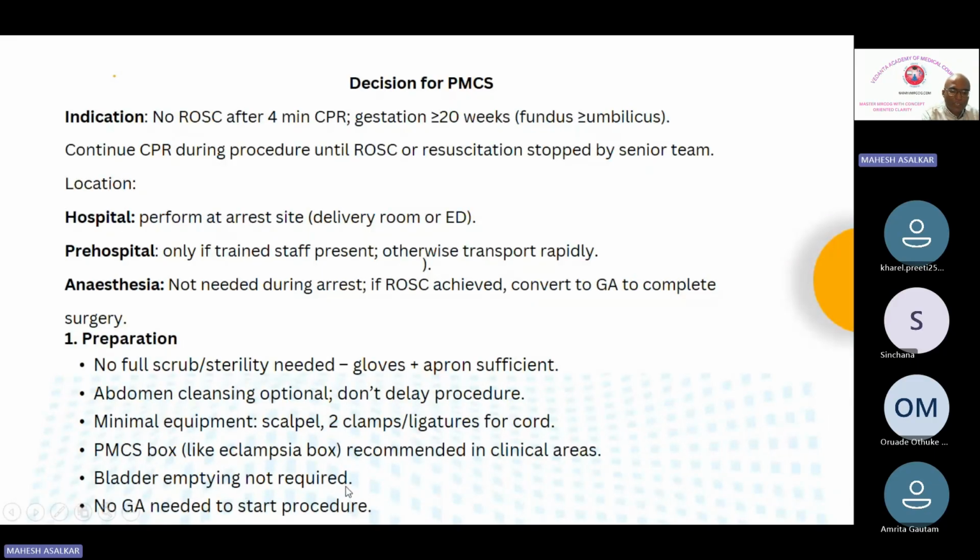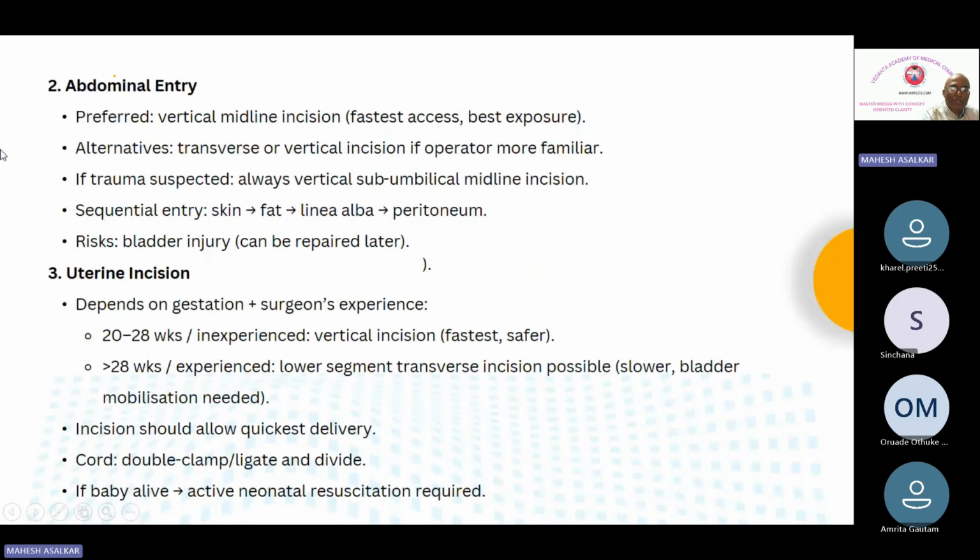Bladder emptying is also not required, and no GA is required to start the procedure. So what we do for abdominal entry, how is it done? It is a midline vertical incision. Alternatively, a transverse incision if the operator is familiar. But vertical has the advantage of fastest access and best exposure. If trauma is suspected, always use a vertical subumbilical midline incision.